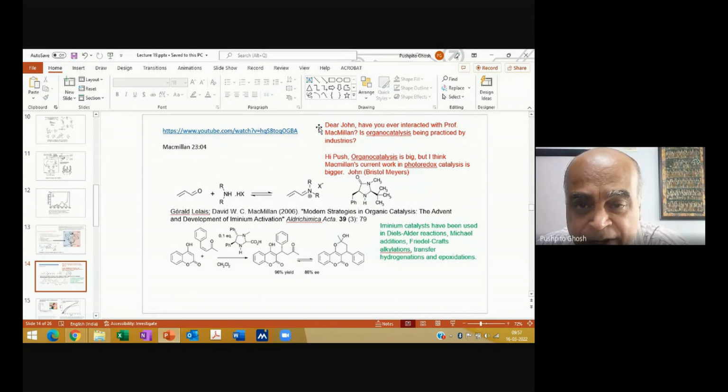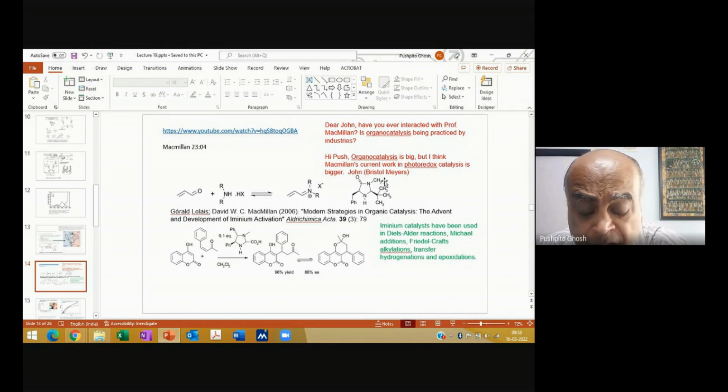In fact, I checked with my former roommate, John, and asked him whether he had ever interacted with Professor MacMillan. I also asked him whether organocatalysis is really being practiced by industries. And he confirmed to me that organocatalysis is big. But I think MacMillan's current work in photoredox catalysis is bigger.